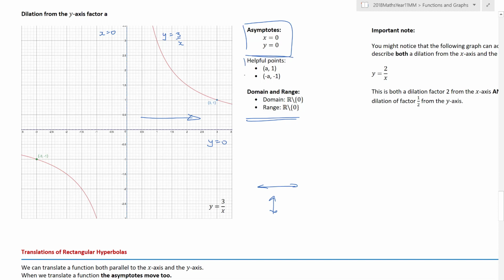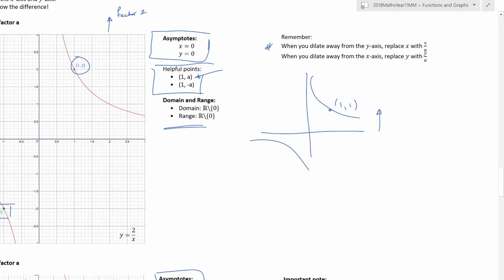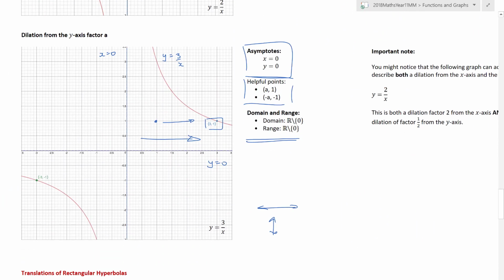Helpful points in this situation: if I'm dilating away from my y-axis factor a, then I notice that I'm multiplying my x values. So what was 1, 1 has now moved that way to 3, 1. Important information, yes, in these transformations. When you're doing this in a methods exam, it's always a good idea to use this algebra to substitute in. I'll do more of that some other time in a different video.